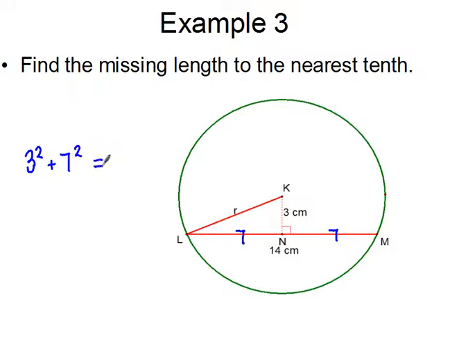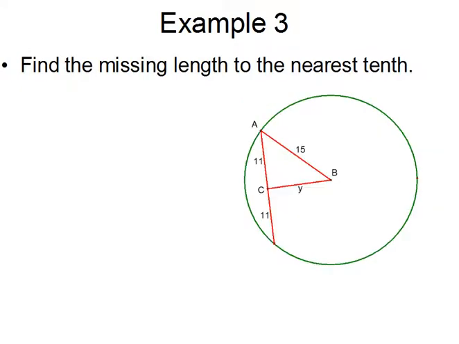So we'll do 3 squared plus 7 squared equals R squared. And we'll do some math here. And I get square root of 58 when I first do this. But then it says to the nearest tenth, so 7.6 centimeters for your radius. Okay? Lots of Pythagorean theorem here. Alright, last one.